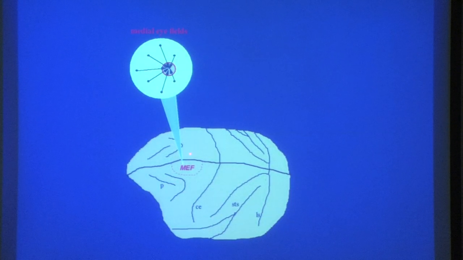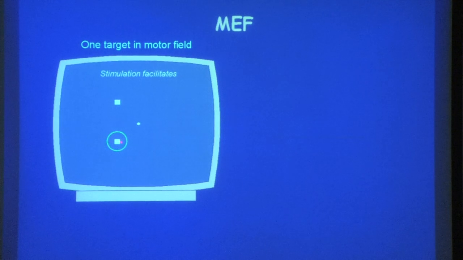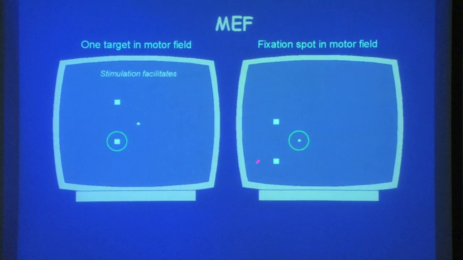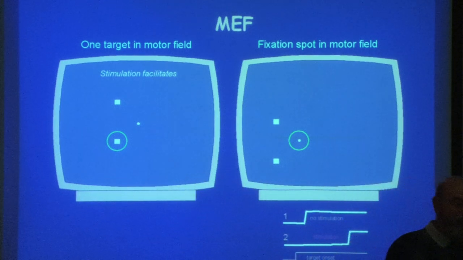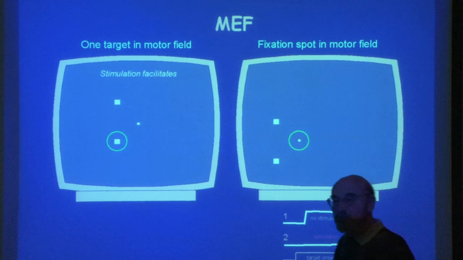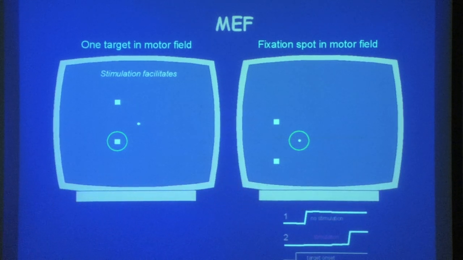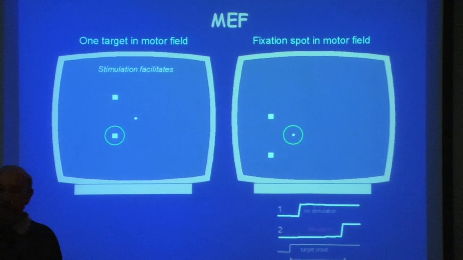the fixation spot there. So here again, to remind you, we have this place code. Now we do this experiment, just to repeat it. In this case, the target appears, and that causes a facilitation. In this case, we put the fixation spot in there, and the location of the targets is displaced. And when you do that, you get a huge inhibitory effect, because somehow the electrical stimulation forces the animal to keep the eye at the location where the motor field is in the medial eye field. This is a very important point. It means that the medial eye fields play a significant role in deciding how long to look at a target before making the next saccade.